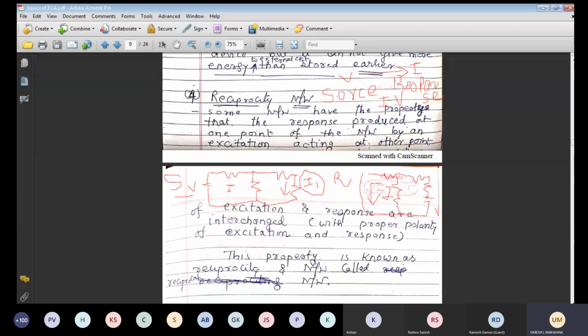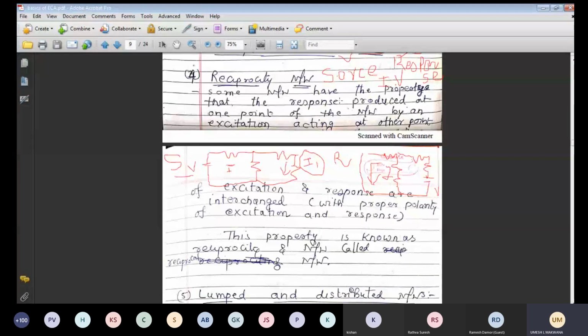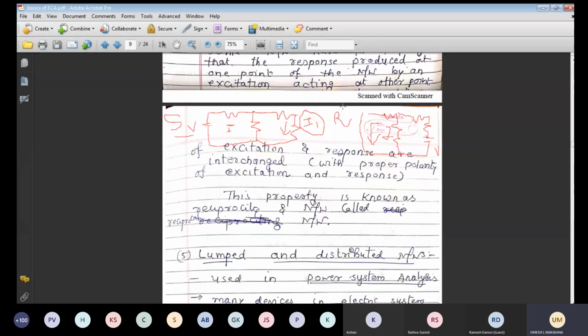Now the reciprocity theorem says that whenever I change the position of source and response in any circuit, the ratio of source to response, or response to source, which we call alpha, always remains constant.